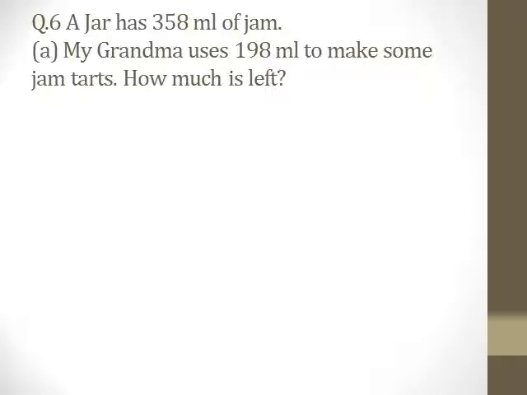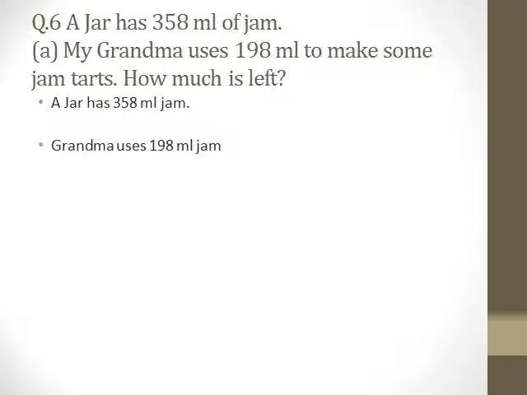So you have to first search for what information is given by the question. You can easily say that the first information is about the jar, that it has 358 milliliter of jam in it. What is the second piece of information the question is giving you? It's about the grandma, how many milliliter she used. Grandma used 198 milliliter of jam. So you know the total amount of jam and you know how much grandma used, so you can easily find out how much is left.